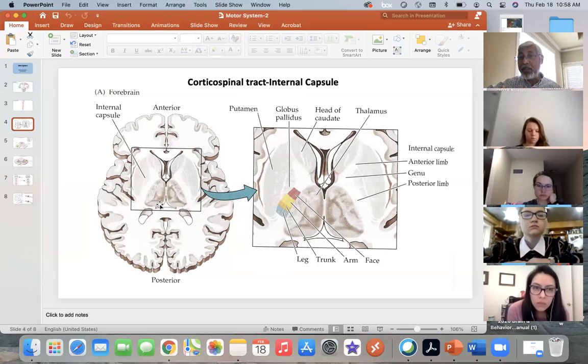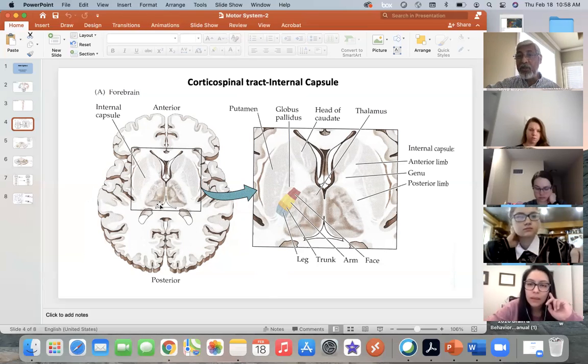Do you remember all the sensations that travel through thalamus except for one? Which sensation doesn't travel through thalamus? You see, our vision, our hearing, somatic sensation all travel through thalamus, right? Except for one. Which one is that? Is that olfaction? Wonderful, olfaction. So that is the only sensation that doesn't travel through the thalamus.